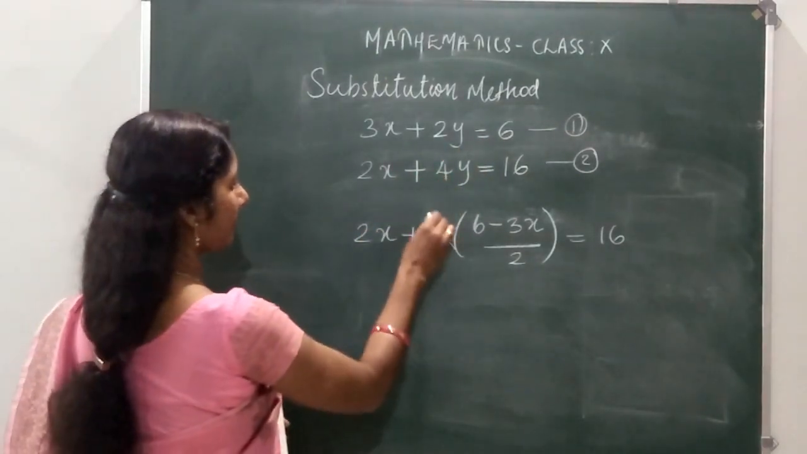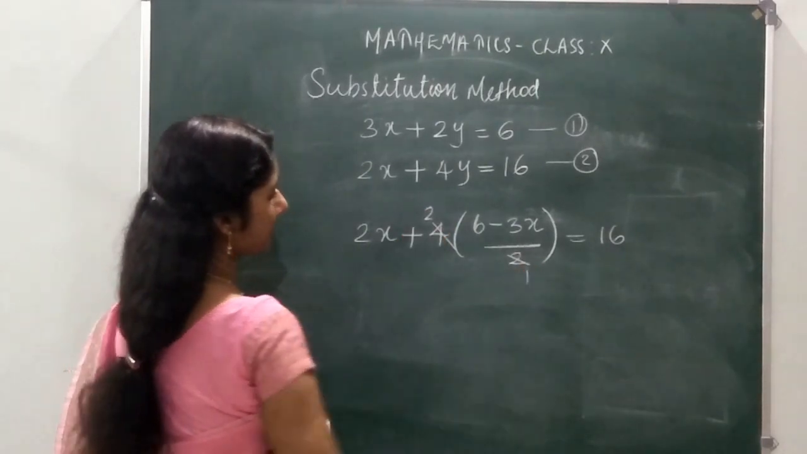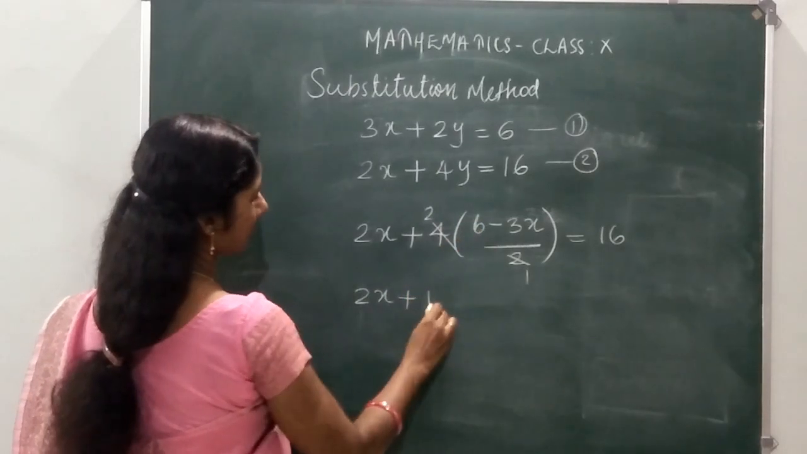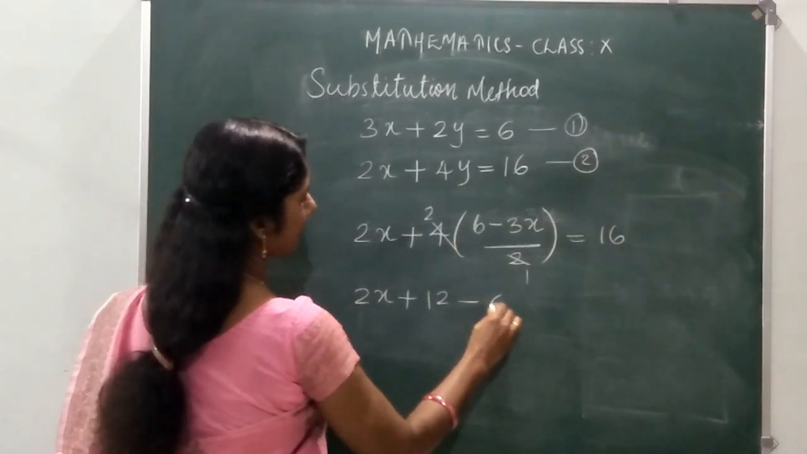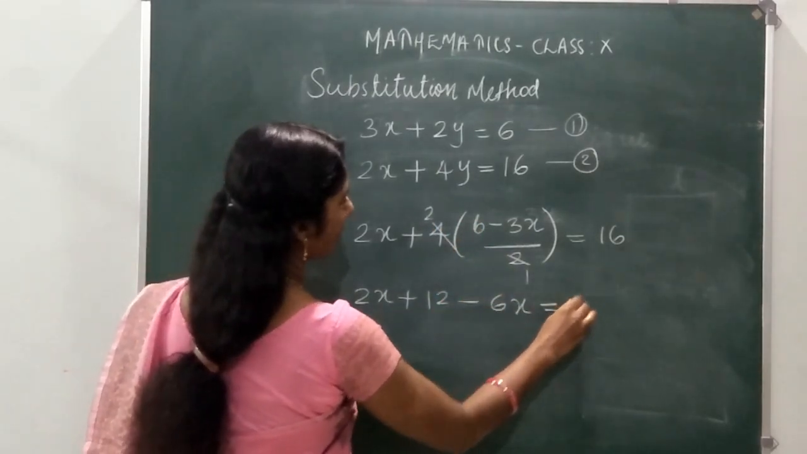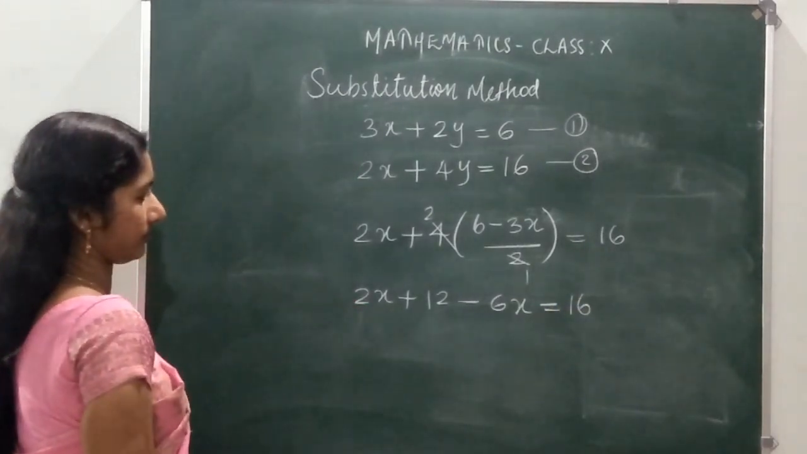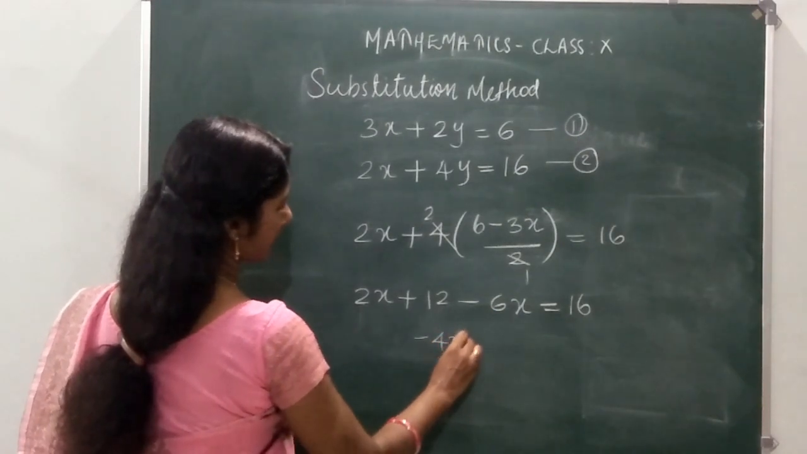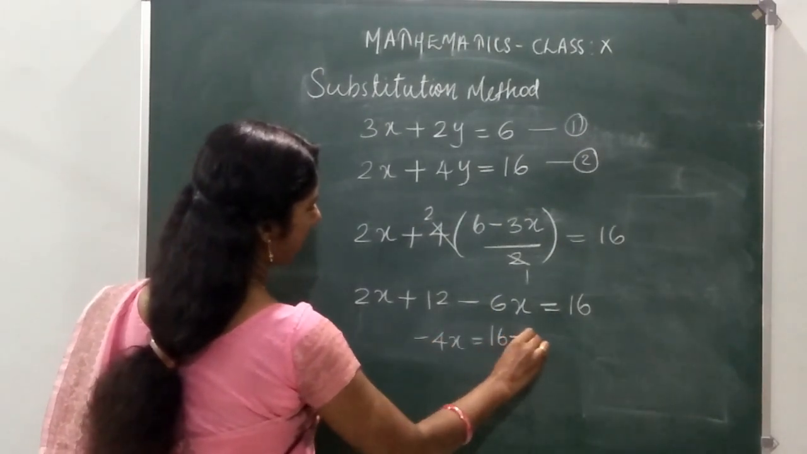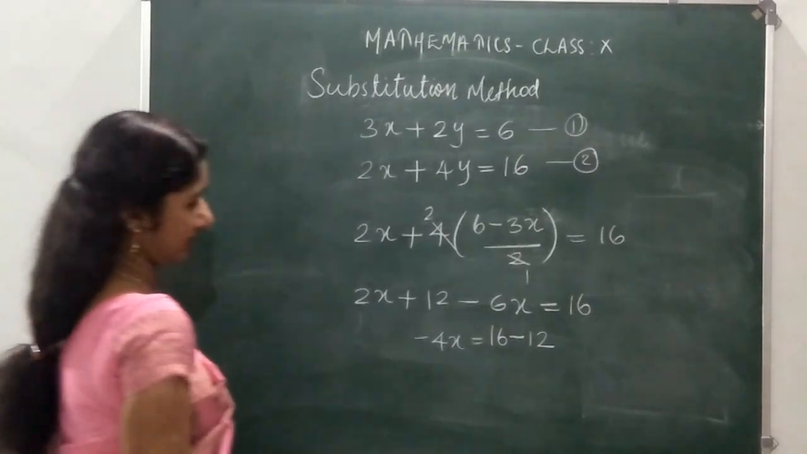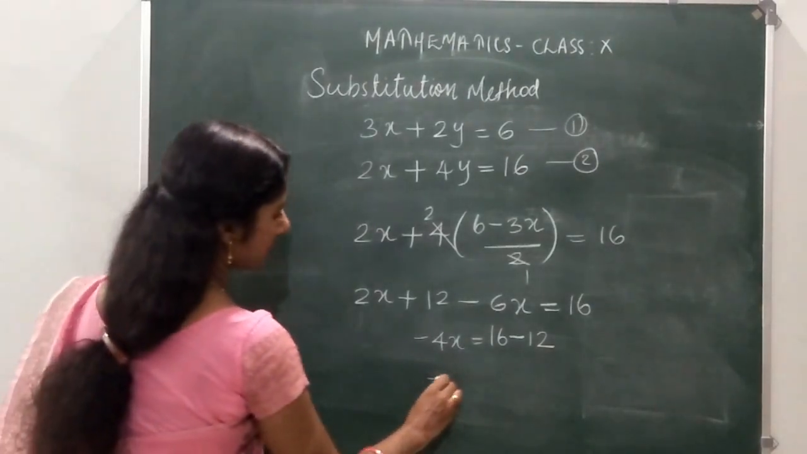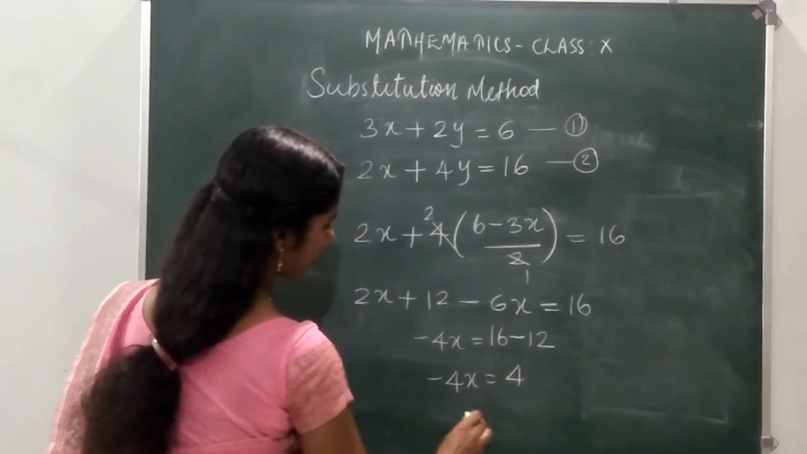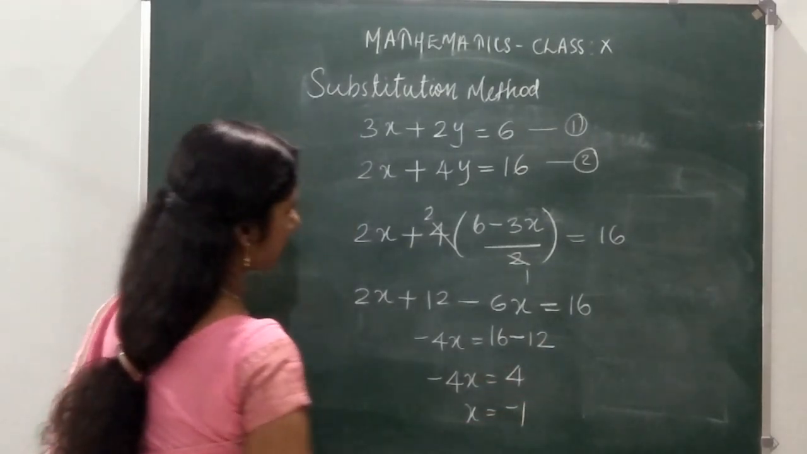Then here, see, 2 we can cancel. So, we are getting 2x plus 2 sixes are 12 minus 2 threes are 6x equal to 16. 2x minus 6x is minus 4x equal to 16 minus 12. So, minus 4x is equal to 16 minus 12, which is 4. So, x is equal to minus 1.